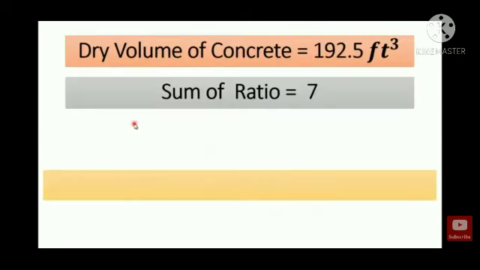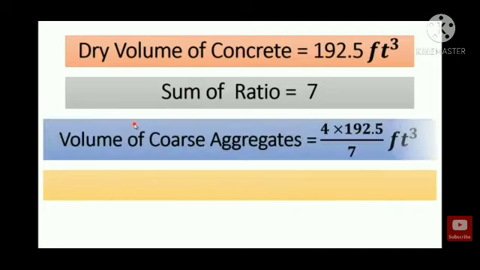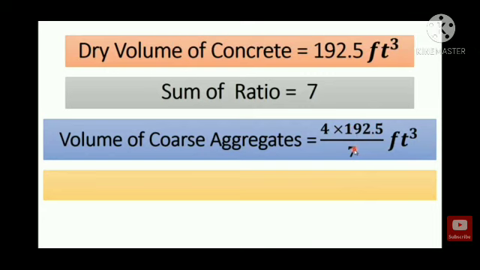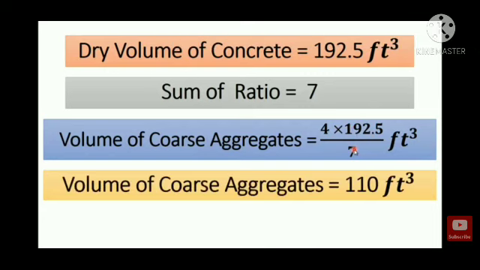Volume of coarse aggregate. Now we will use the same method for coarse aggregate. Volume of coarse aggregate equals 4 into 192.5 divided by 7 cubic feet, equals 110 cubic feet.